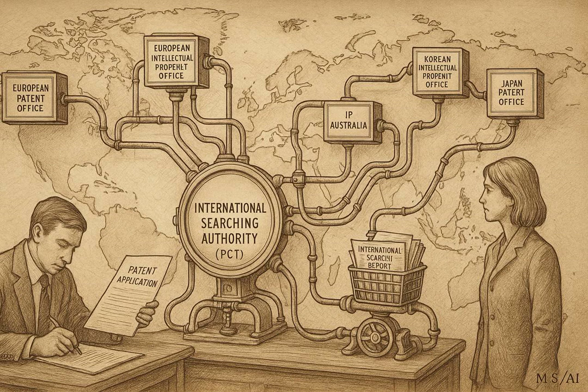Well, maybe you decide not to pursue the application in certain expensive countries if the opinion looks really negative. Or maybe you decide to file amendments and arguments during the optional Chapter 2 preliminary examination phase, trying to overcome the ISA's objections before you spend money entering multiple national phases. Strategic decisions based on that early feedback.